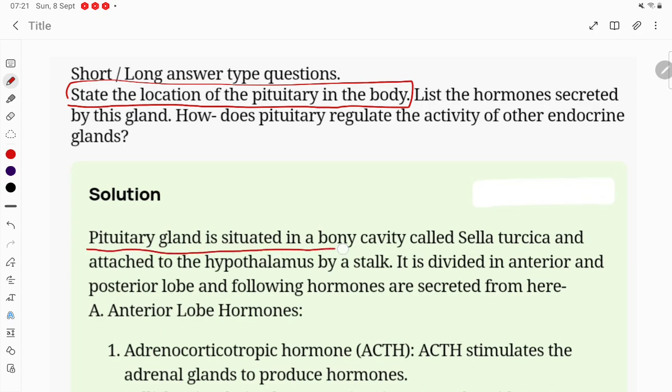The pituitary gland is situated in a bony cavity called the sella turcica and attached to the hypothalamus by the stalk. Okay, list the hormones secreted by the gland.